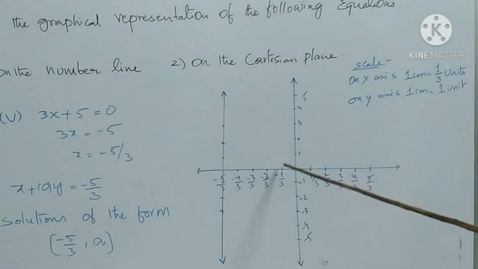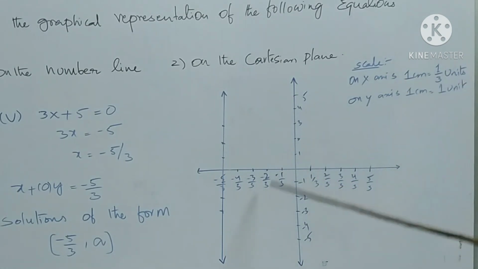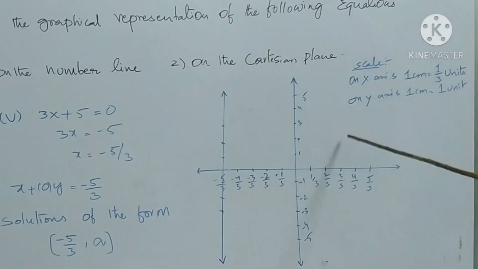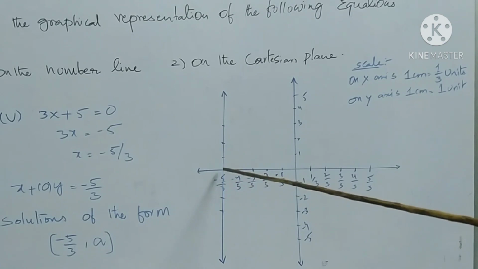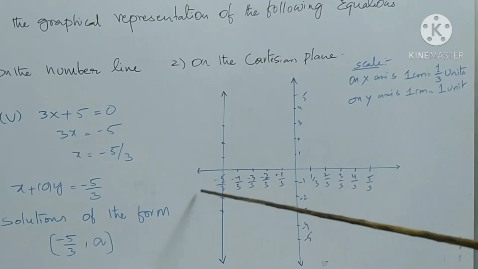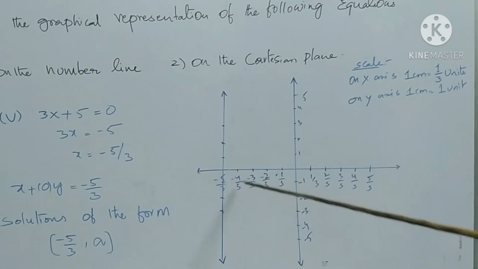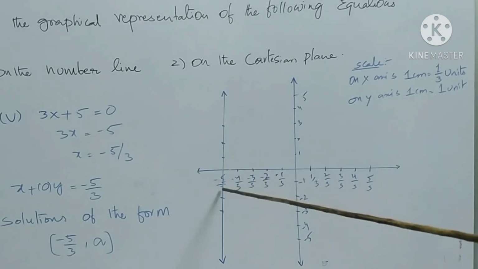So we can take the x scale as 1 centimeter is 1 by 3 units. On the y axis 1 centimeter is equal to 1 unit. This scale is a better way to represent these solutions on the graph. So here minus 1 by 3, minus 2 by 3, minus 3 by 3, minus 4 by 3, minus 5 by 3. On the x axis the required solution is here. Minus 5 by 3 is here.